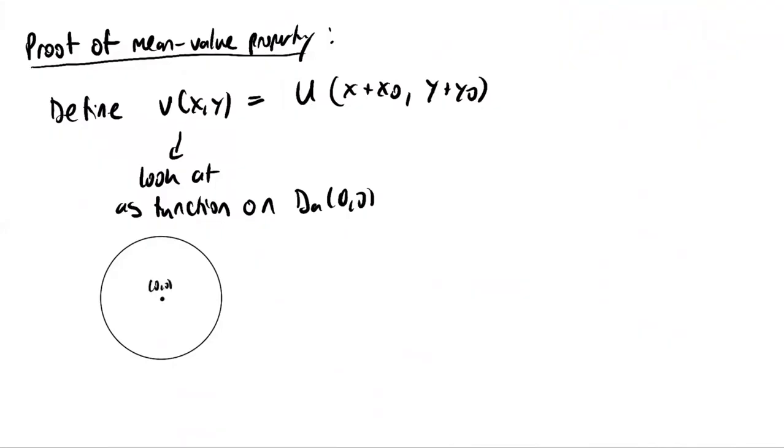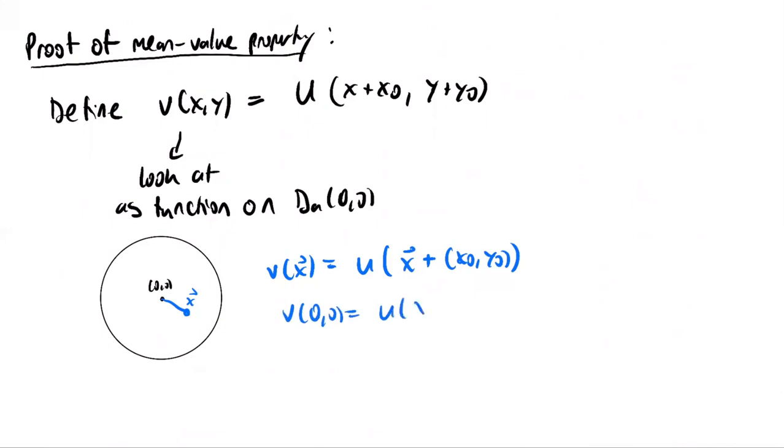Let's say I pick a particular point, say vector x. By definition, v at x is equal to u at that point plus x naught, y naught. And so in particular, v at 0, 0 is equal to u of x naught, y naught. Geometrically, what I've done is shift the domain D centered at x naught, y naught back to the origin. Now v is what you get after shifting back to the origin, and you look at values of u in this way.